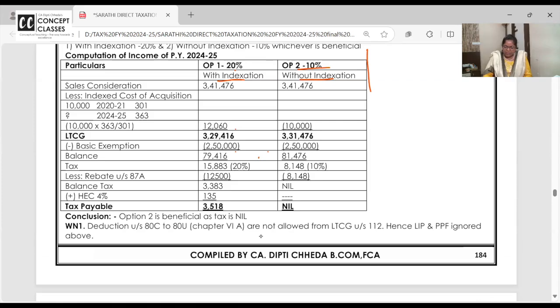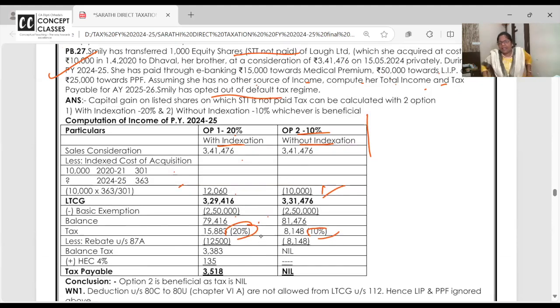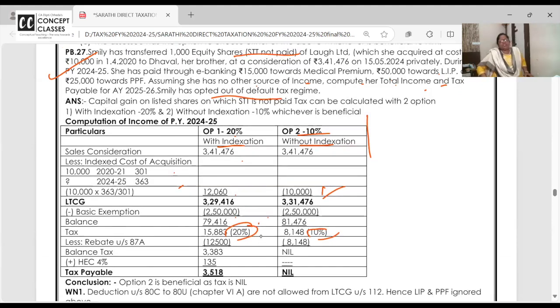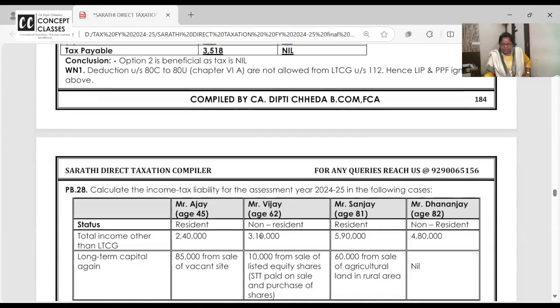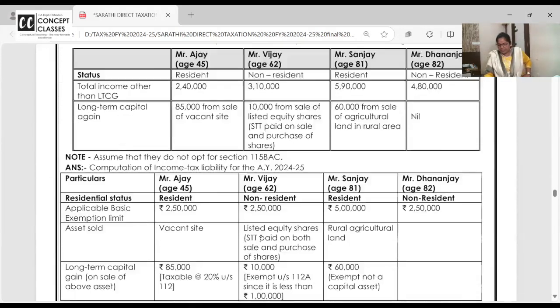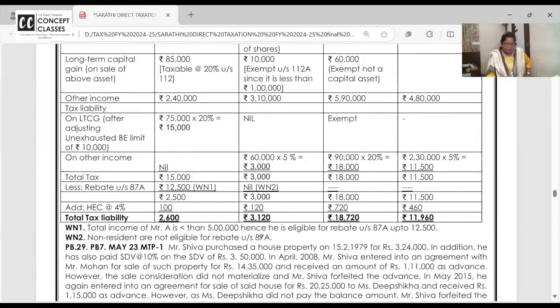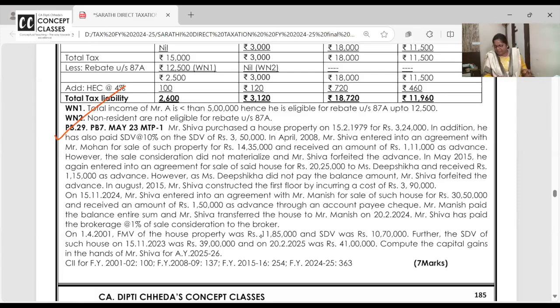Basic exemption you will give. Here you have taken indexation, here you have taken direct cost. With indexation 20%, without indexation 10%. And rebate milega. And they have opted out of default tax regime, so there will be a rebate of up to 12,500. Right. Chalo, I want to take up this question which is there in study material.